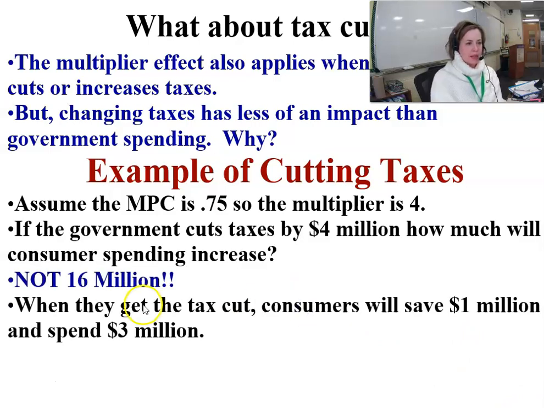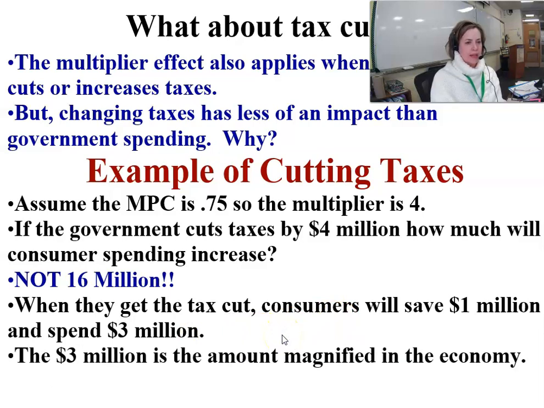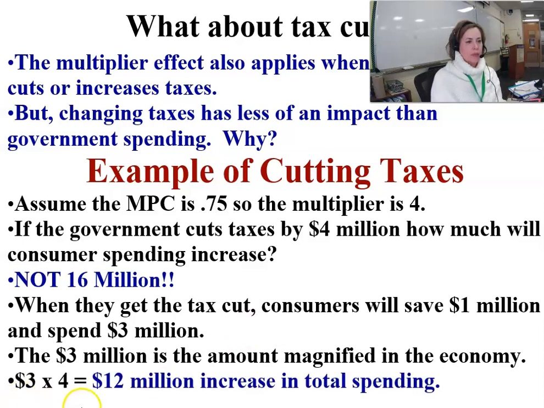Not 16 million. When they get the tax cut, consumers will save a million and spend 3 million. So the 3 million is the amount that would be magnified in the economy. 3 times 4 would mean that there's a $12 million increase in total spending.